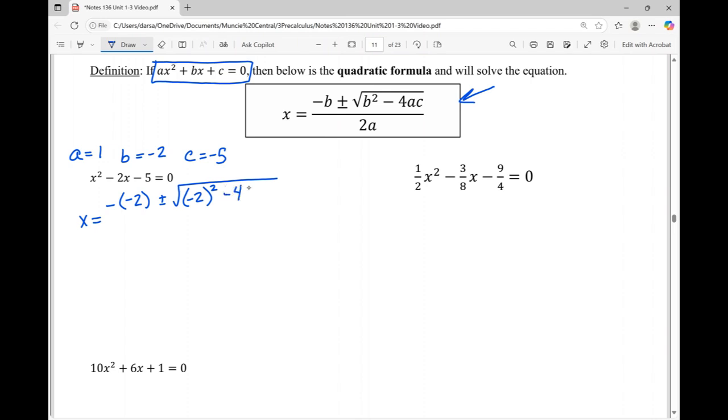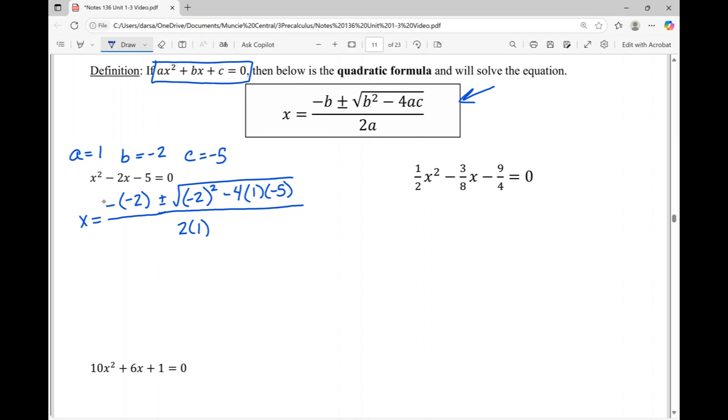Minus 4. A is a 1. C is a negative 5. And we're going to put the whole thing all over 2 times 1. Now, a common mistake that I see is that when people write their fraction, they just put the 2 times 1 under the square root part. Make sure that that line is all over 2a. We're putting the whole thing over 2a.